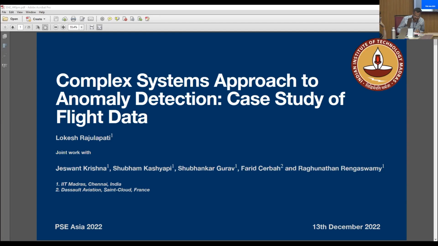This particular study is a small study that we did for Dassault Aviation in an unsupervised approach. Towards the end, I can mention how it's used in process systems engineering. There are papers by Babji Srinivasan on how this can be used for control loop assessments.